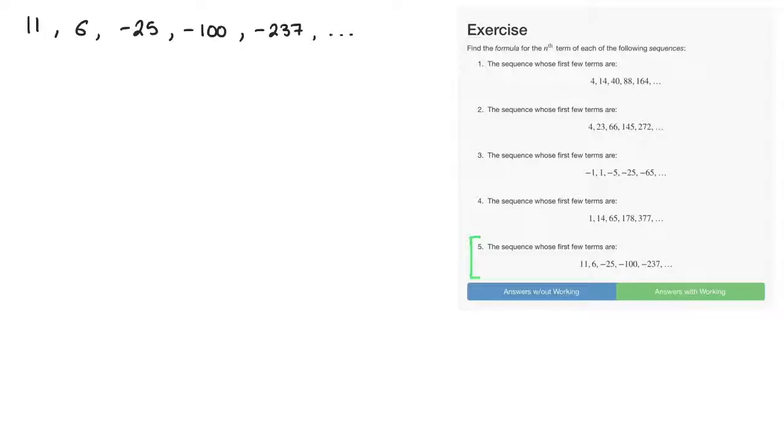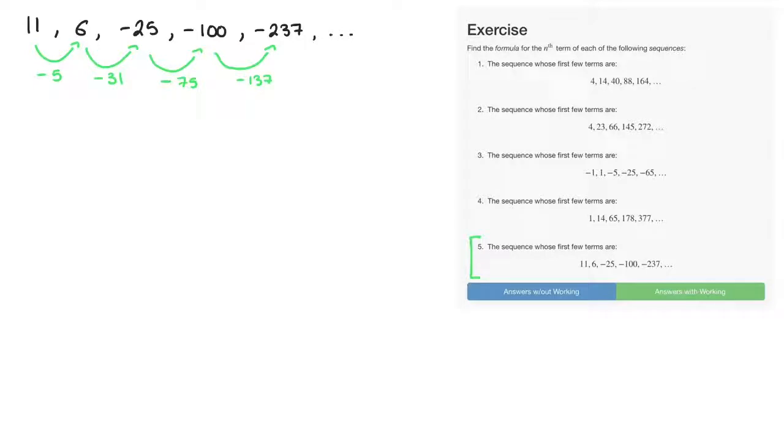So the first thing we do is look into the differences between the terms as we go from left to right. From 11 to 6, we're taking away 5, so that would be negative 5. From 6 to negative 25, we're taking away 31, so that's negative 31. From negative 25 to negative 100, that's negative 75. And from negative 100 to negative 237, we're taking away 137, so that's negative 137.